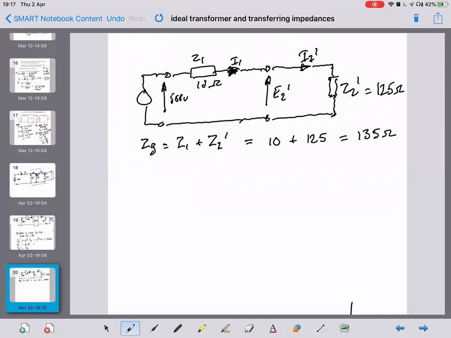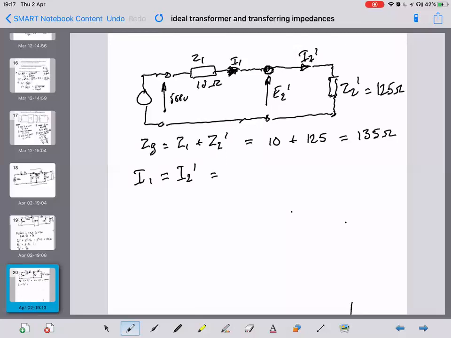All right. And then what does that mean we can now calculate? So you can now get the current. If you look at the circuit, we can find I1, which is also I2 dash. They are the same current. If you look up the top line here, I1 and I2 dash are exactly the same current going through the same wire.